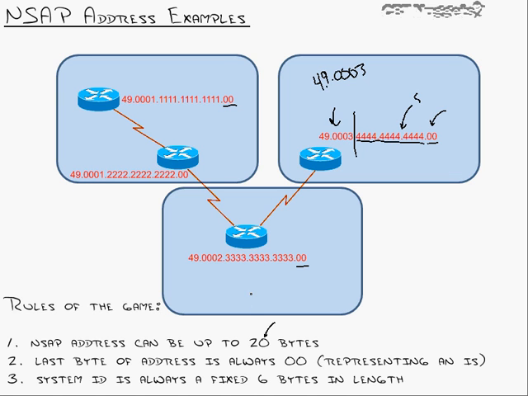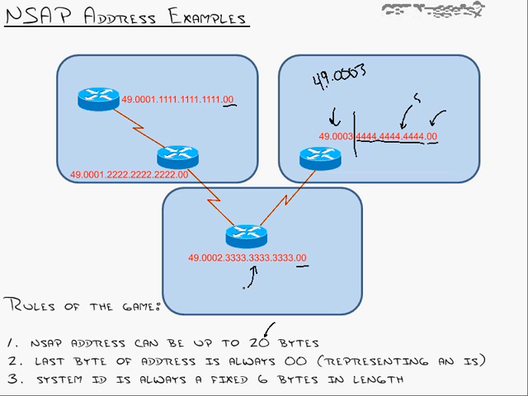Now, there's another address that's out there that is 6 bytes in length that we run into every day in the network world. Do you know what it is? It's a MAC address. MAC addresses are 6 bytes in length. So because of that, administrators commonly make one of the MAC addresses on the routers the system ID.